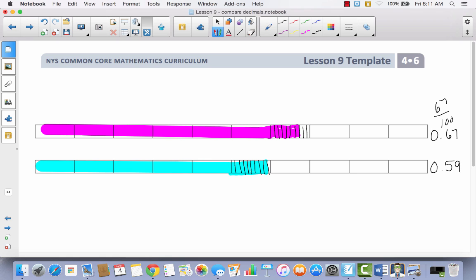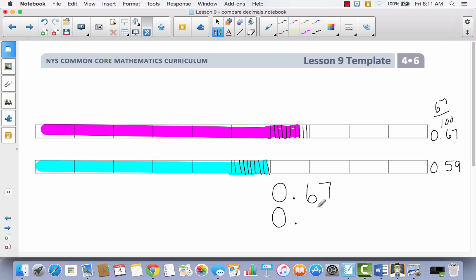Okay, so I have 2 decimals here. I have 67 hundredths, and you don't have to rewrite these, but I'm going to rewrite these over top of each other because I want the decimals to line up, just like they would in a place value chart. So I have 67 hundredths, and then I have 59 hundredths.